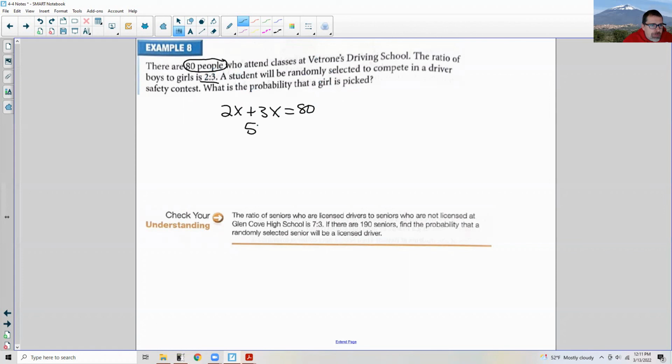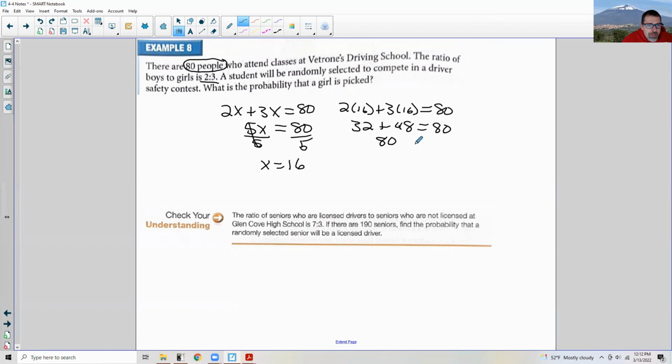Combine like terms, and we get 5x equals 80. Divide both sides by 5, and we find x. 5 goes into 8 once, 5 goes into 30 6 times. So this is a scale up of 16. So if I take 2 times 16 plus 3 times 16, that should equal 80. So 2 times 16 is 32. 3 times 16 is 48. And 32 plus 48 definitely does equal 80.